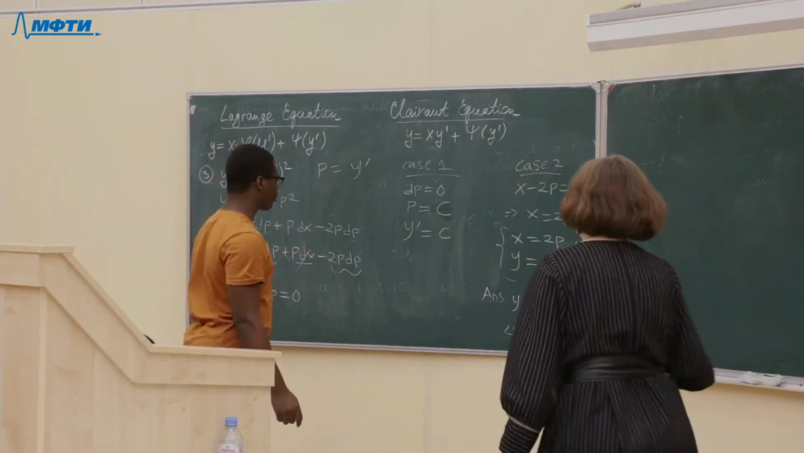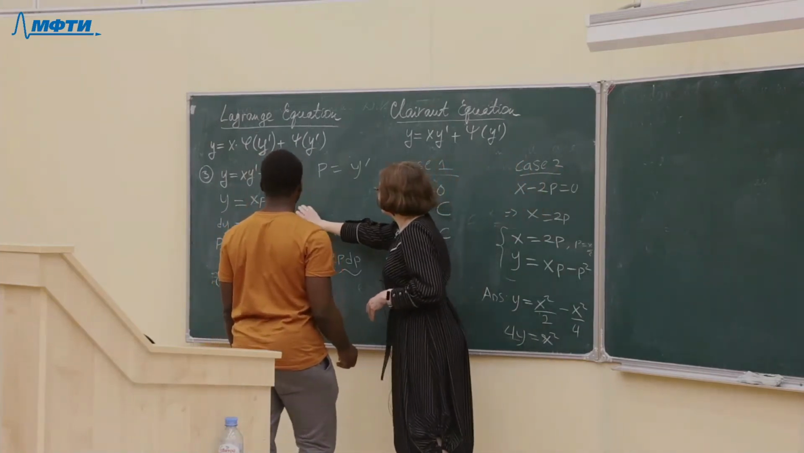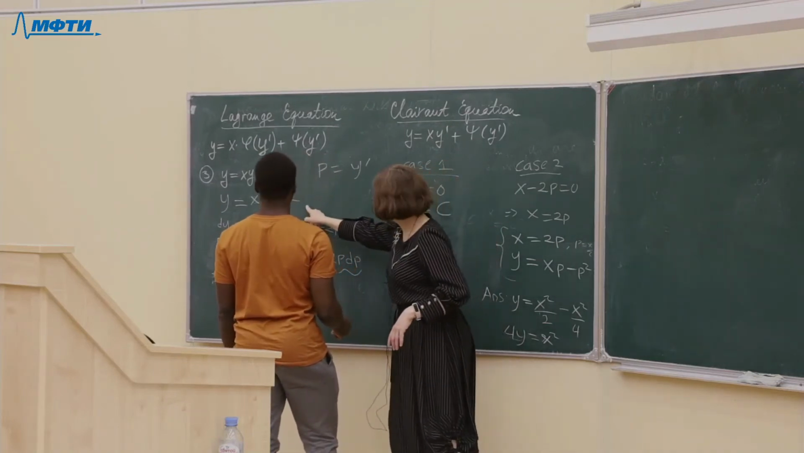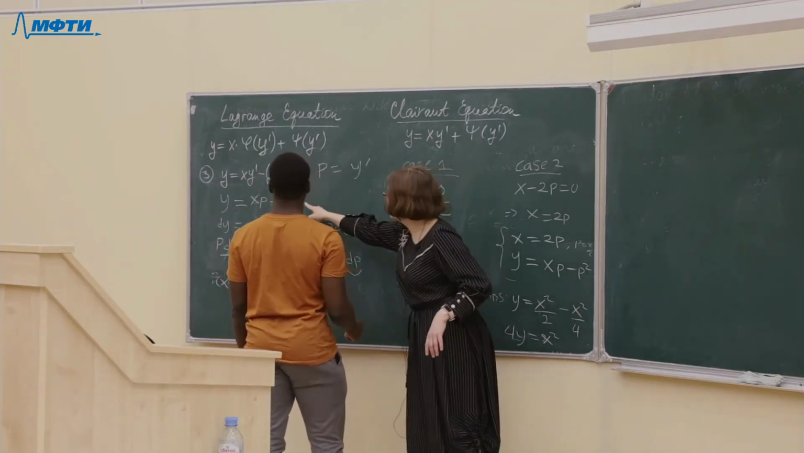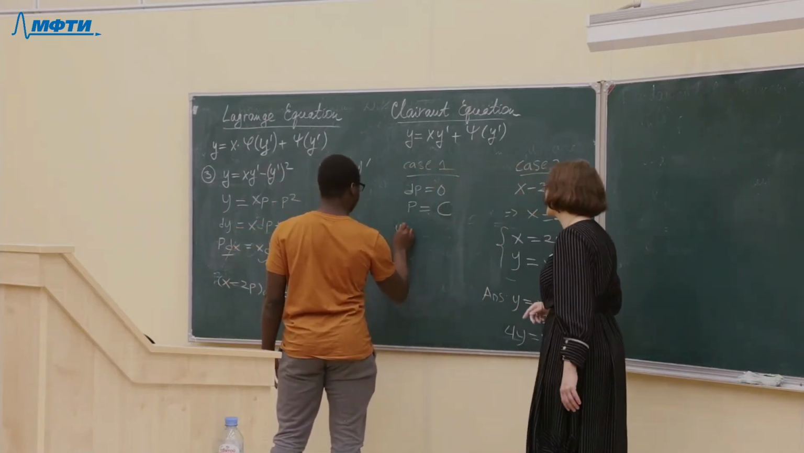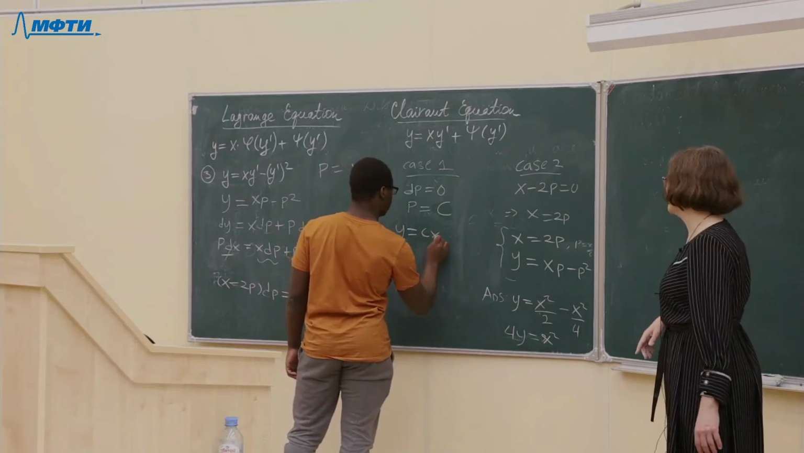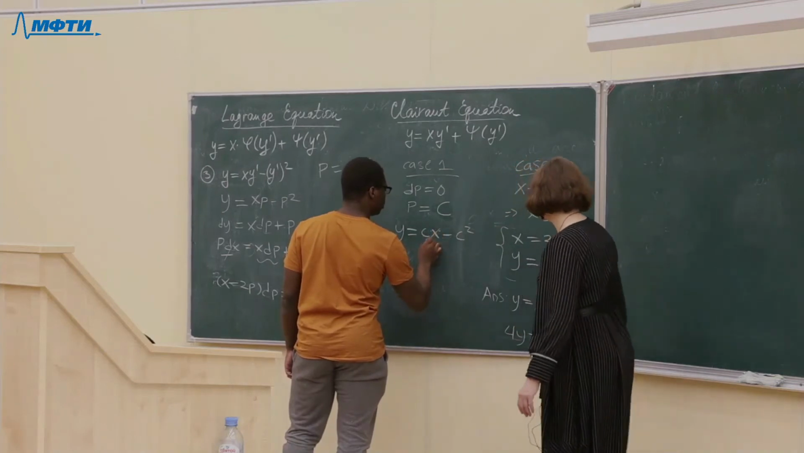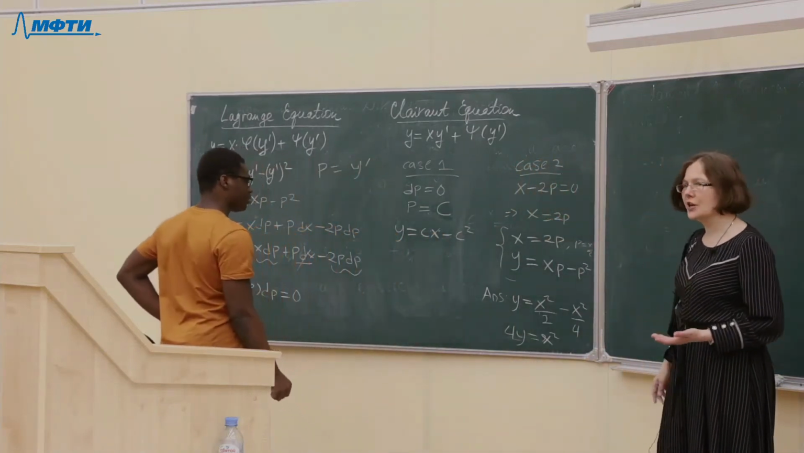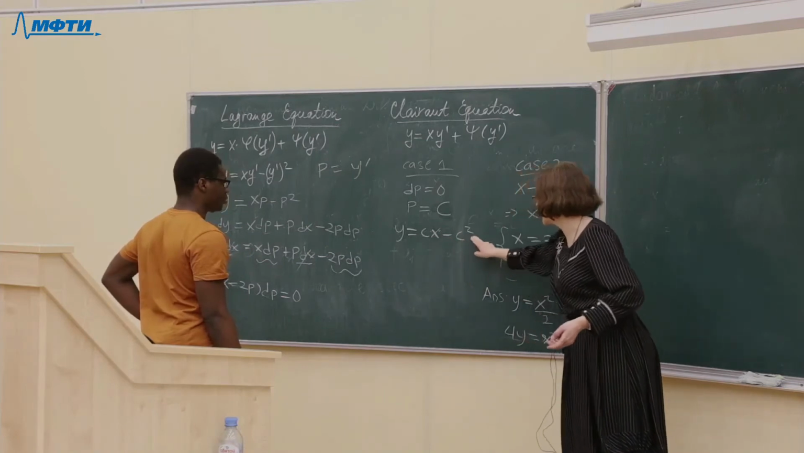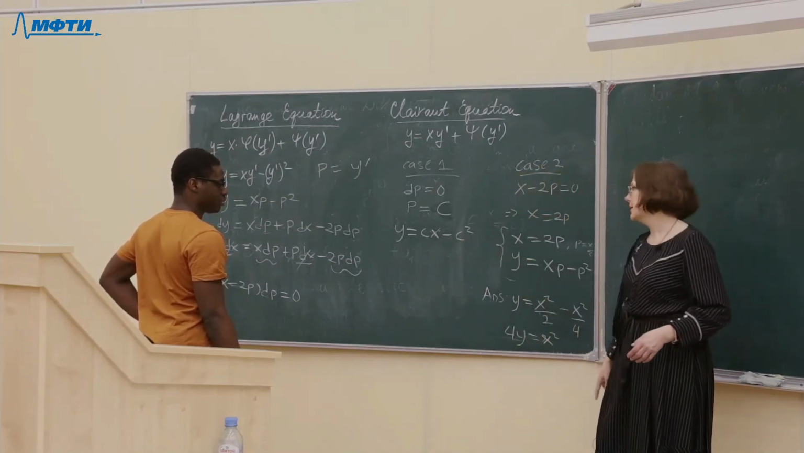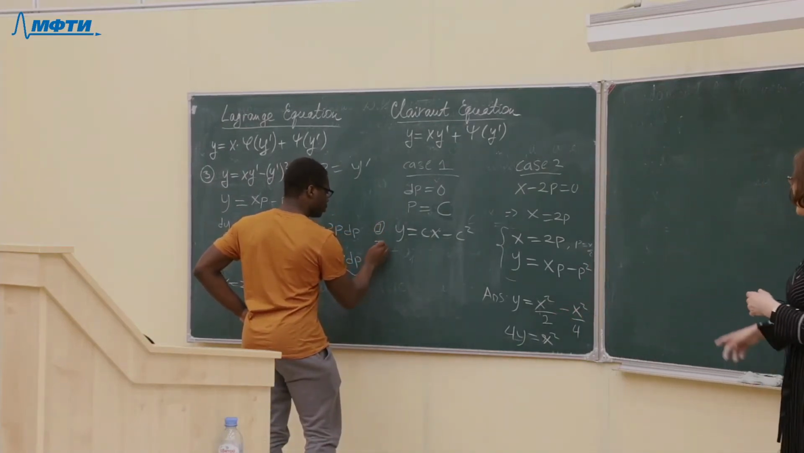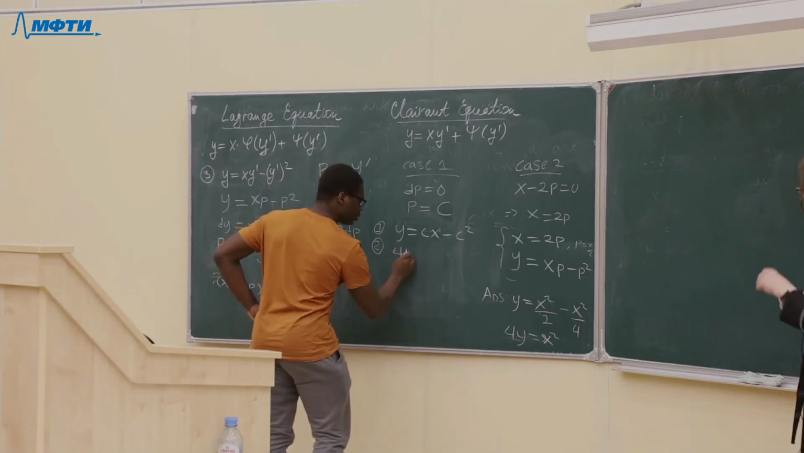So the last step is to find y, right? So it's better to use this equation. You should substitute c for p and write the answer for y. y equals cx minus c squared. So this is the general solution. The general solution is y equals cx minus c squared. And after this, we should check whether this is a singular solution or not.